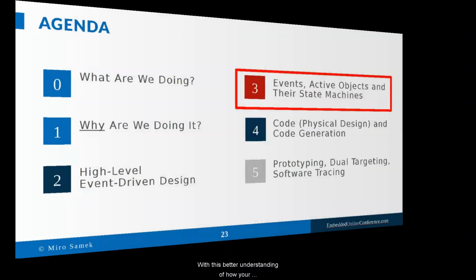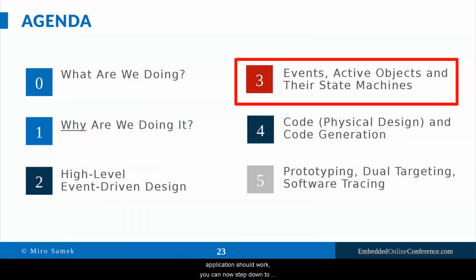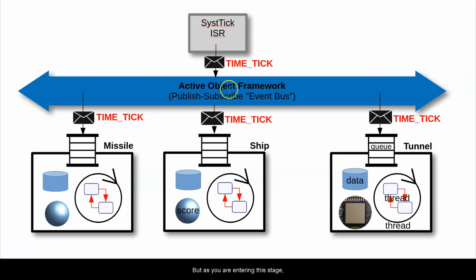With this better understanding of how your application should work, you can now step down to the detailed design and implementation of your events, active objects, and their state machines. But as you are entering this stage, your design decisions will depend on the underlying active object implementation you choose.